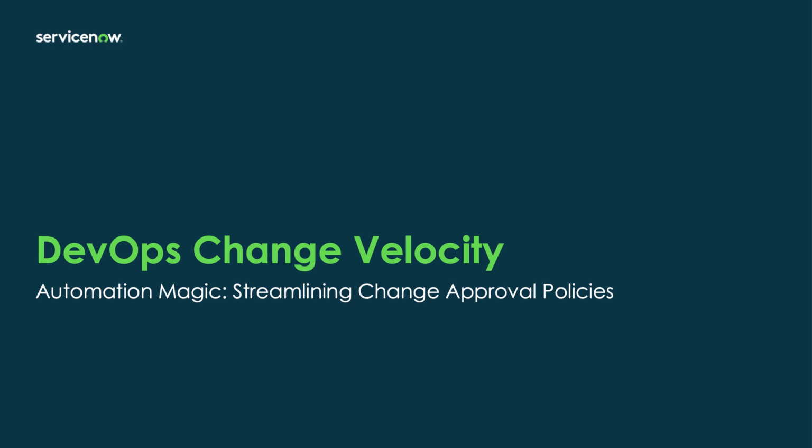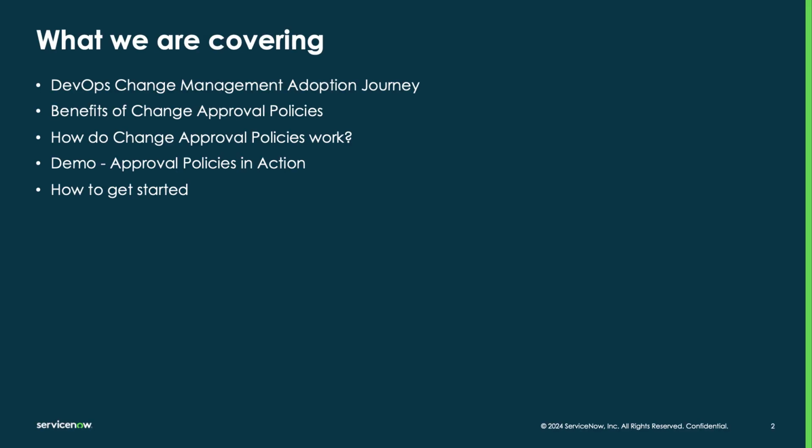Today we're going to be talking about automating the approval of change requests. This is part of a series of videos on the DevOps adoption journey. So first we'll review that, then we'll talk about the benefits of using change approval policies. I'll give an explanation of how they work, I'll demonstrate those capabilities, and by the time the video is over, you should be able to understand how you can get started with this capability.